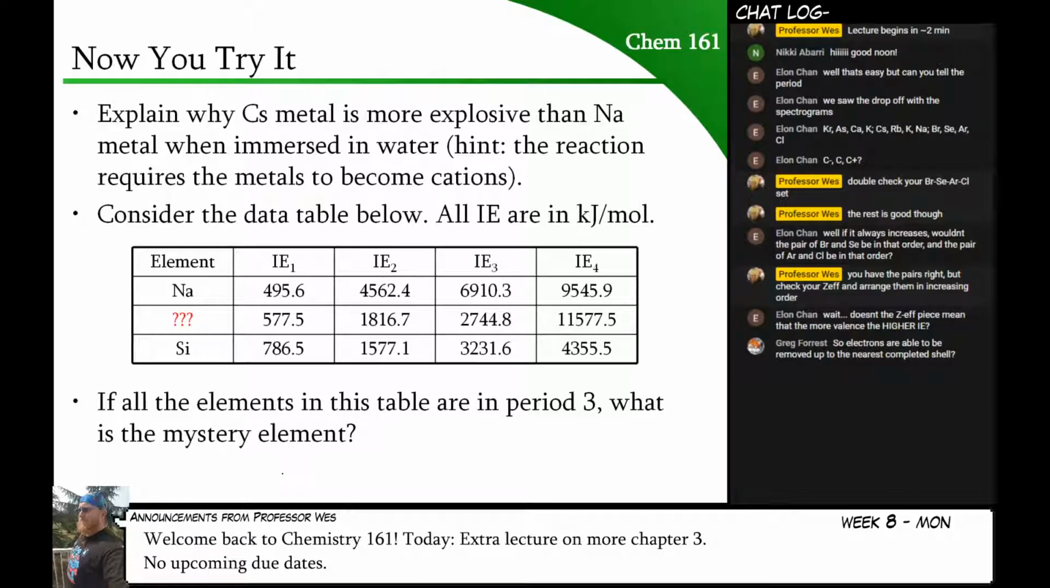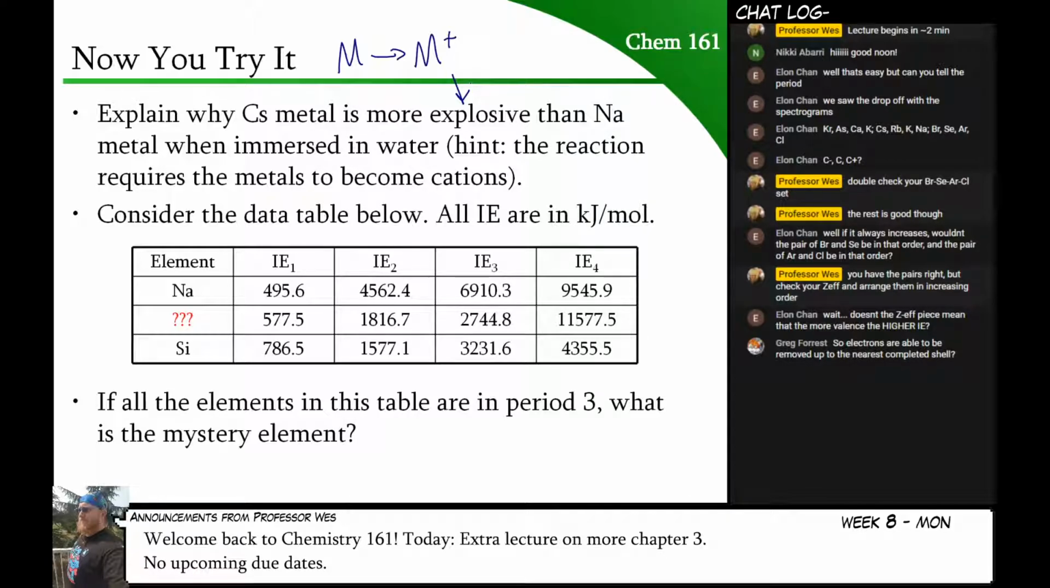And what I want you to do is tell me, why did we observe those effects based on quantum mechanics? And the hint I have for you is that in order for the reaction to occur, we have to do this. So our metal has to do this for this reaction to occur. So why might cesium be more explosive than sodium, based on your observations and what you know about quantum mechanics now? So type your response in the chat when you think you got it.